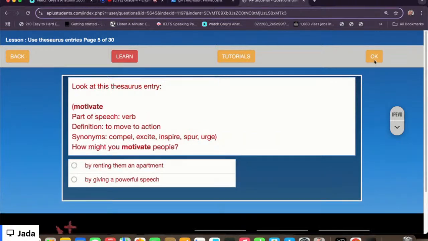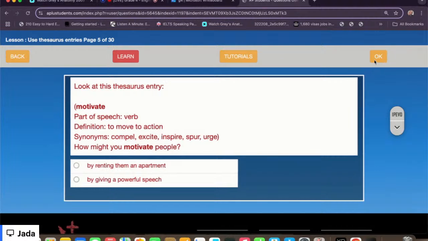So we have ocean tides, then we have motivate, and then the verb we have to move to action: compel, excite, inspire, spur, or urge. Now, how might you motivate people? By renting them an apartment or by giving a powerful speech? Which one is the right one here? So by giving a powerful speech.